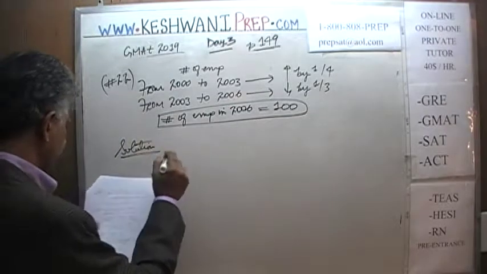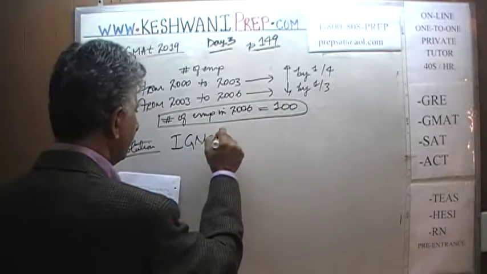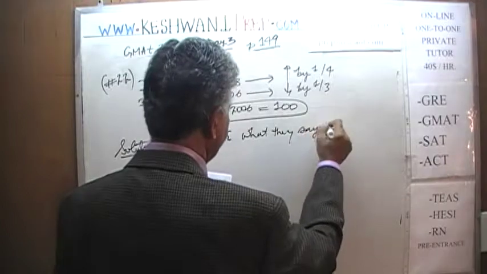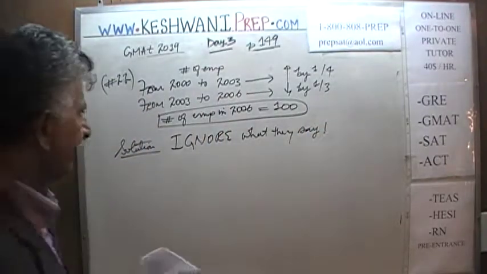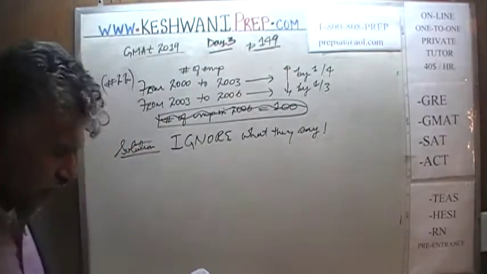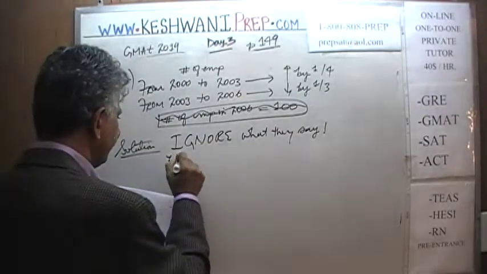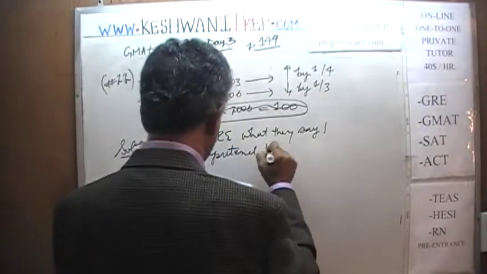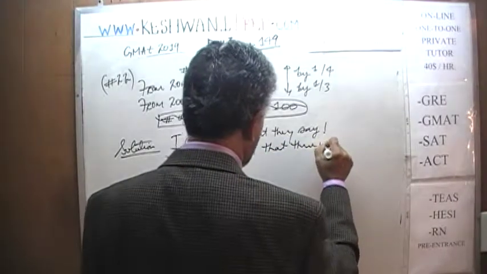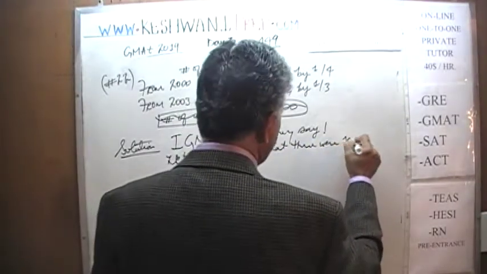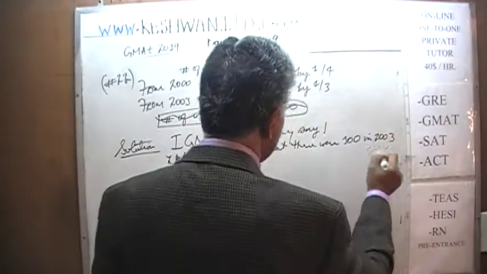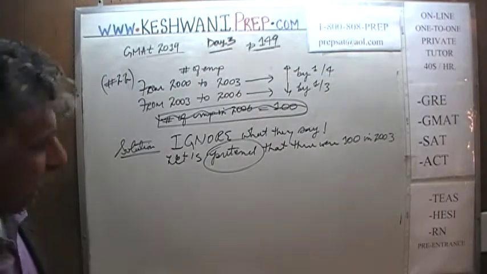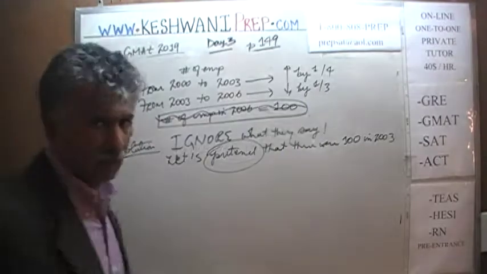So here's our solution. Listen very carefully. Simply ignore what they say. Just ignore this part. Okay? Watch what happens. Let's pretend that there were 100 people in 2003. We're just going to pretend that there were 100 people. Why 100? Because it's very easy to figure out the quarter of 100.